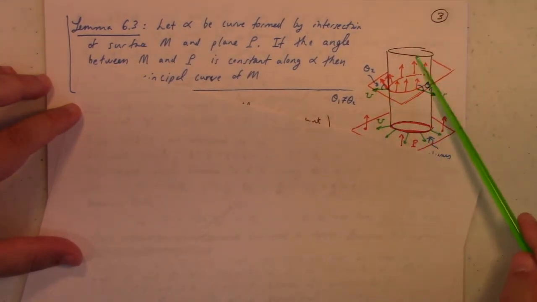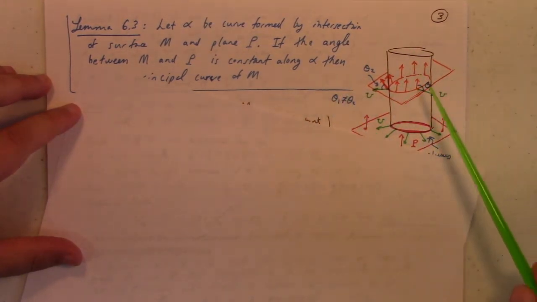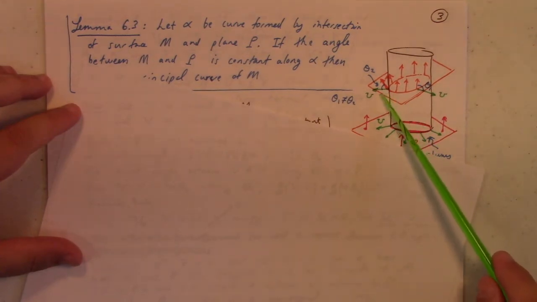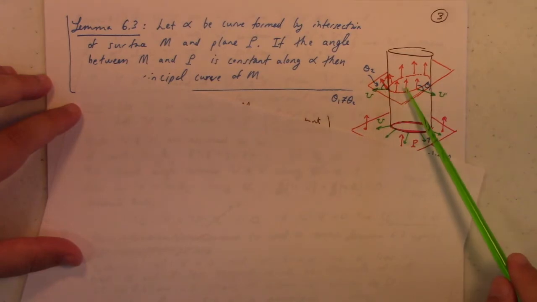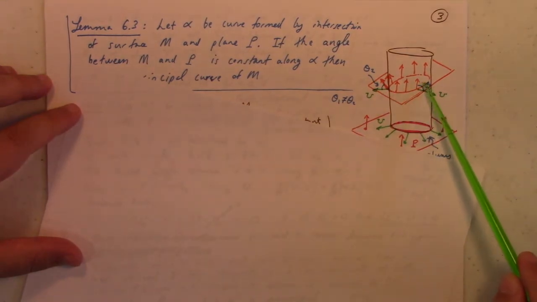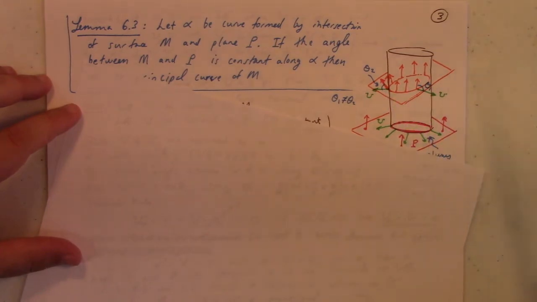Here's a plane P, all right? And this orange plane actually will not fit the criteria of the lemma because the unit normal to the cylinder is at a different angle to the plane at different points on the curve of intersection. See, like here, the angle is more than 90 degrees. Here it's less than 90 degrees, if you can picture it.